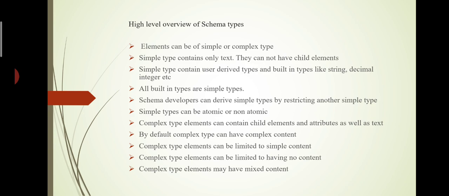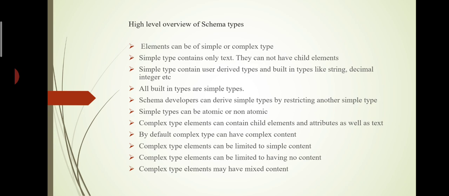Simple type contains user derived types and built-in types like string, decimal, etc. All built-in types come under the category of simple types, and the schema developers can derive simple types by restricting another simple type. Simple types can be atomic or non-atomic.